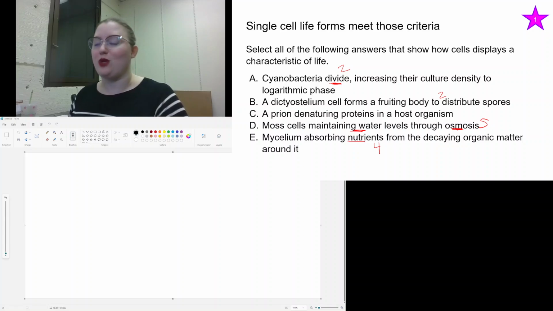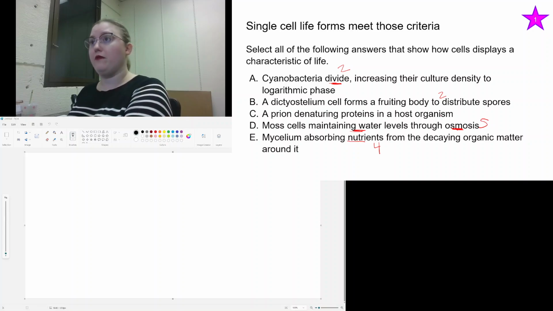A prion denaturing proteins in a host organism. Prions are a type of protein. So this is like a protein gone rogue, proteins that can denature other proteins, and then it becomes like a disease in the way that it develops in an organism. But a prion is not a cell, right? So it's not like a bacteria where each bacterium is a cell. A prion is just a protein. So this is not an example of a cell exhibiting a trait of life.